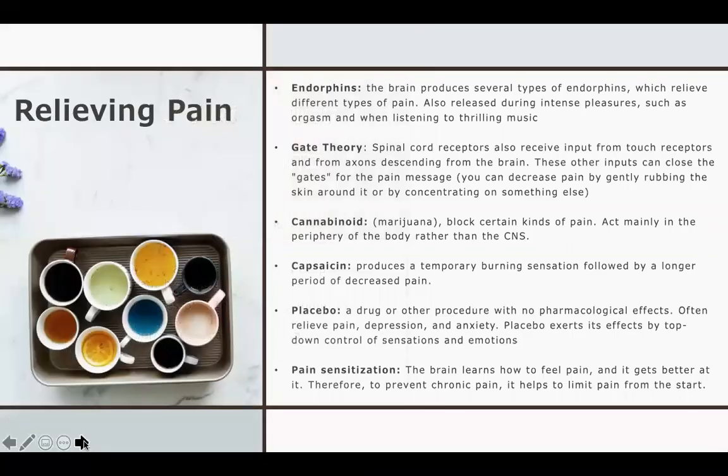All right, so other ways of relieving pain. The first one is the endorphin. It implied that the nervous system has its own opioid-type chemical. So the transmitters that attach to the same receptor as morphine are known as endorphins, a contraction of endogenous morphines. The brain produces several types of endorphins that relieve different types of pain, such as the pain from a cut versus the pain from a burn.